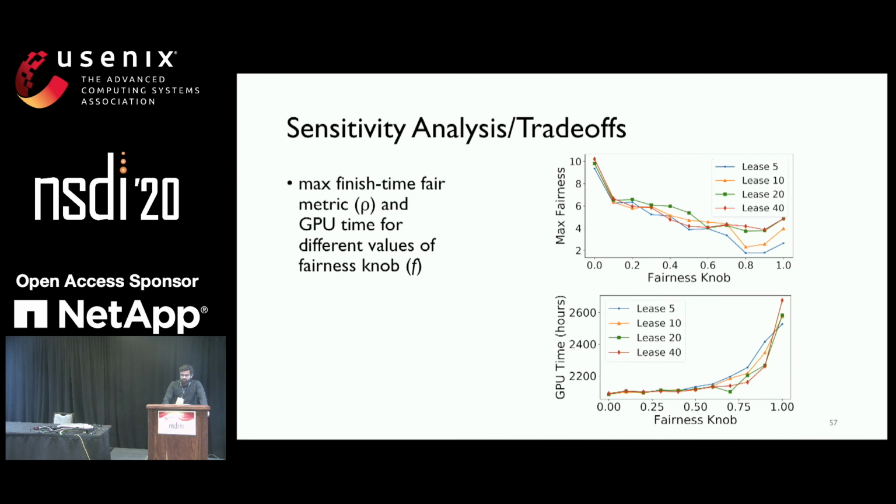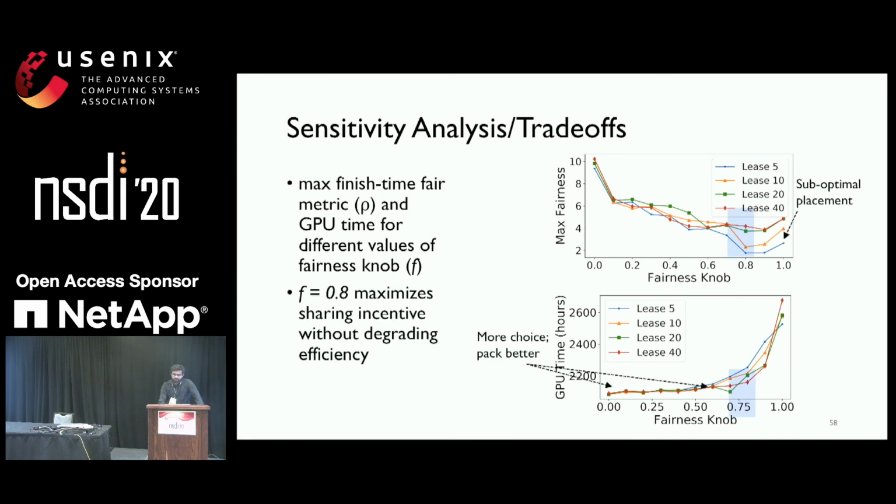We next look at the trade-off between sharing incentive and efficiency as we vary the value of the fairness knob from 0 to 1. The figure on the top plots the max value of rho across all the apps in the workload on the y-axis versus fairness knob values on the x-axis. Lower max rho values are preferable and mean better sharing incentive. The figure on the bottom plots the GPU time to complete execution of the workloads on the y-axis versus different fairness knob values on the x-axis. Lower GPU time is preferred and means better efficiency.